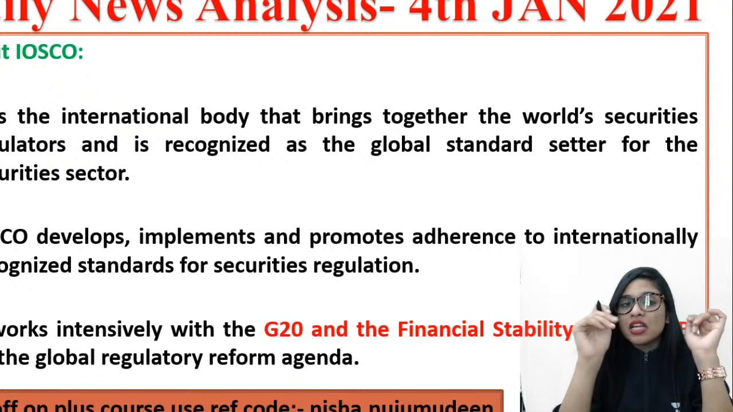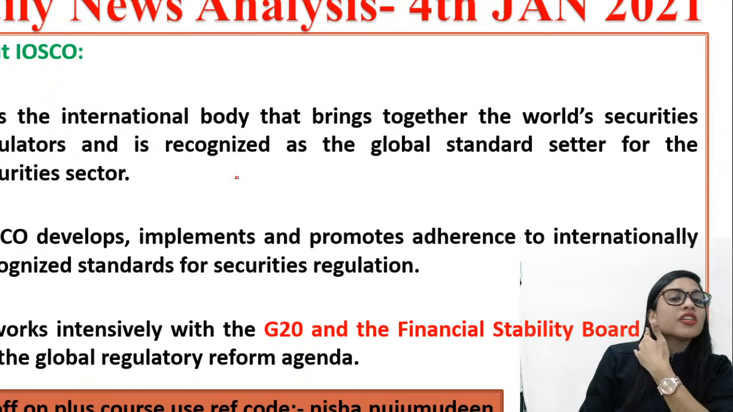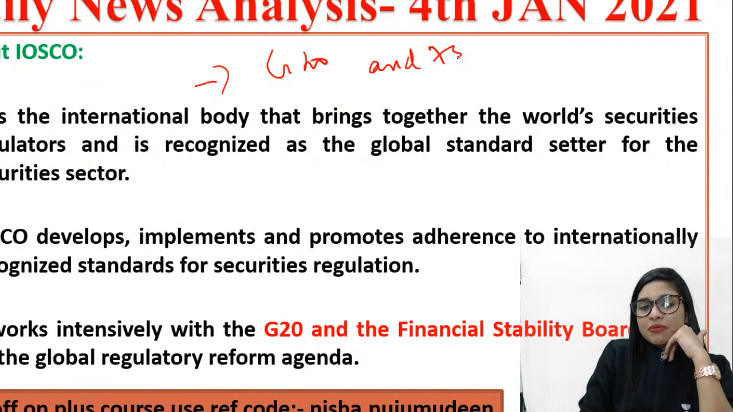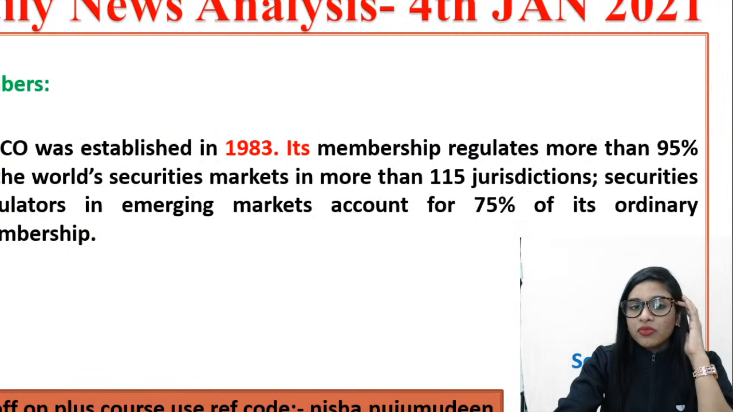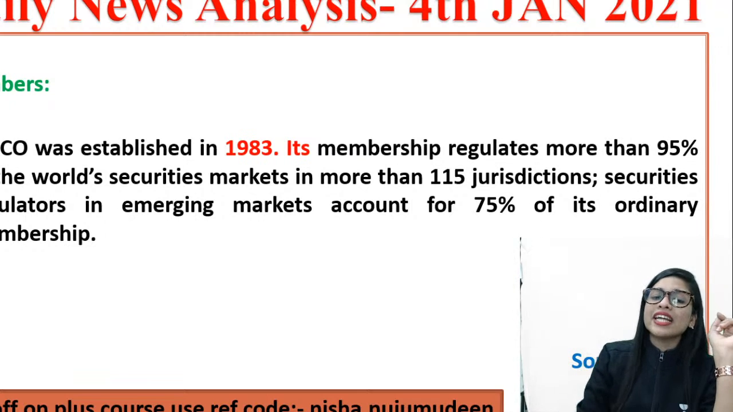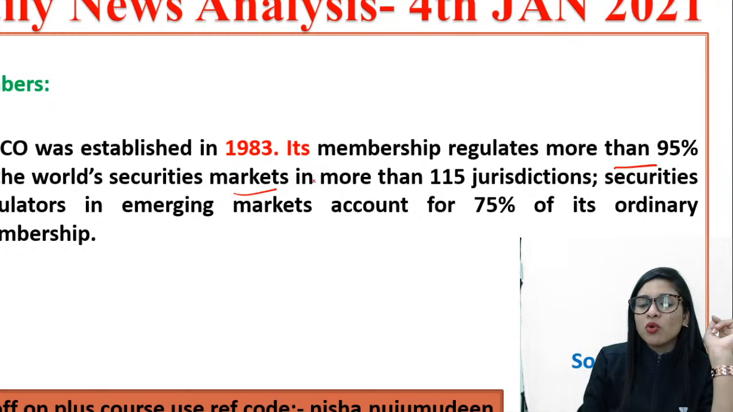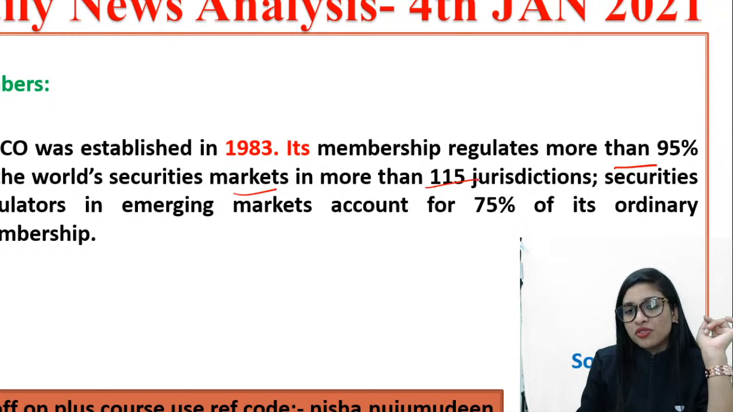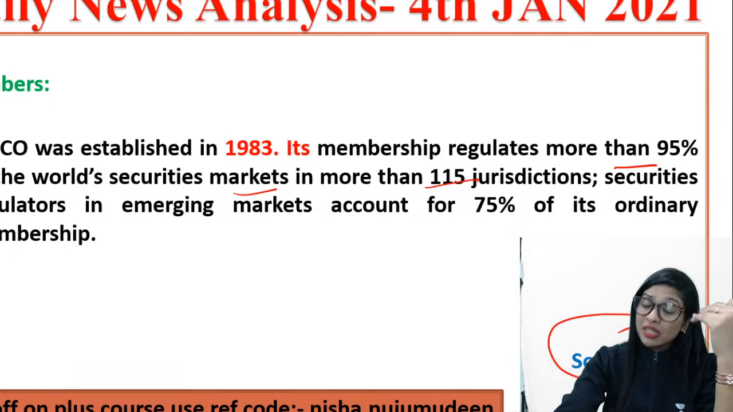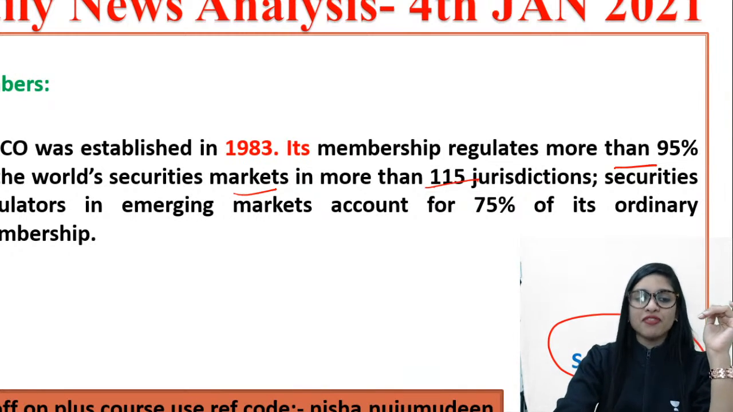Clear? And this IOSCO, being an international body, also works intensively in association with the G20 and the Financial Stability Board on the global regulatory reform agenda. Clear? And who are the members? Since 1983 you have had IOSCO, and the membership regulates more than 95% of the world's securities market in more than how many jurisdictions? 115 jurisdictions. Clear? This is taken from the PIB, Press Information Bureau. This is enough, guys, basically for the prelims perspective; such kinds of questions will come in the examinations. Clear?